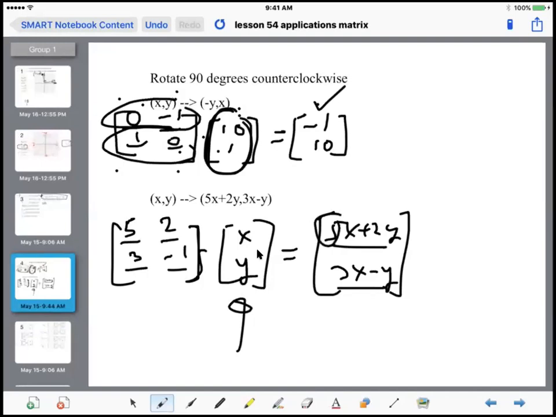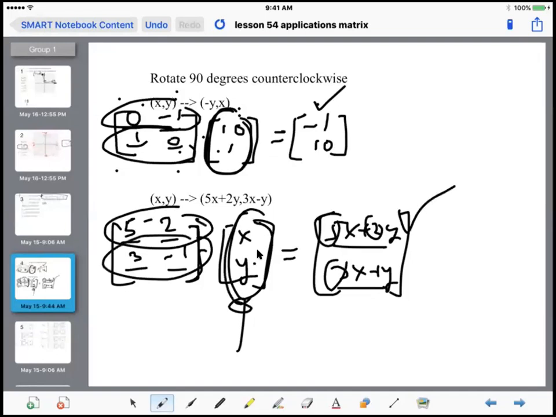These four coefficients. And you can see when you test it, is it right? Well, 5, 2 multiplied by x, y becomes 5x plus 2y, just like we hoped it would. And 3, negative 1 multiplied by this x, y becomes 3x minus y, just like we hoped it would.